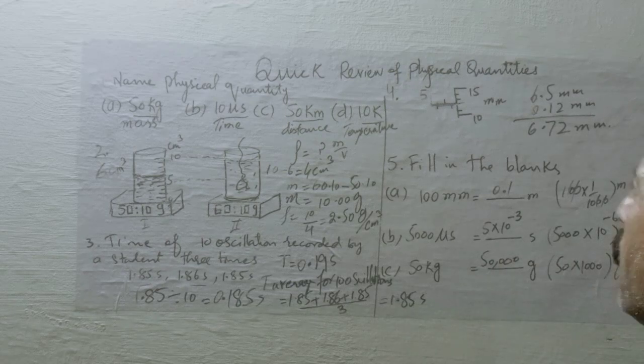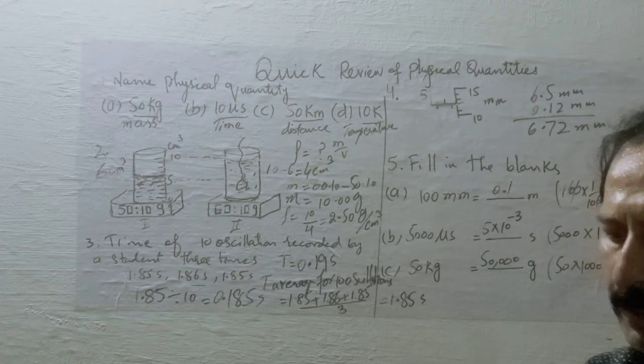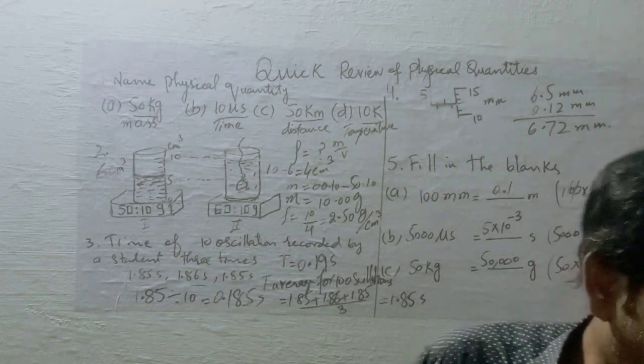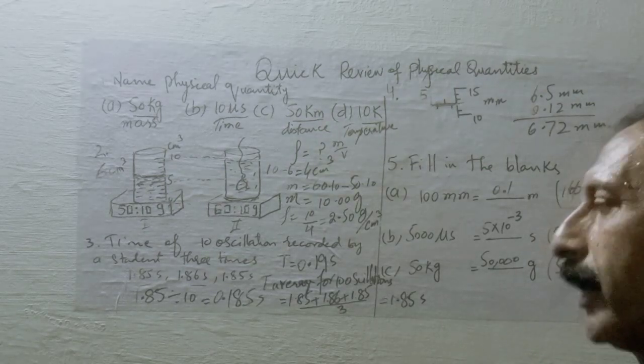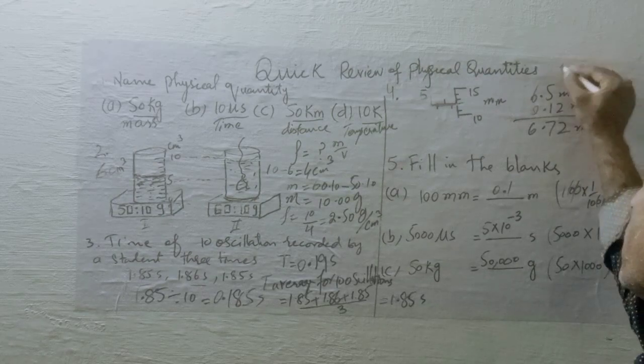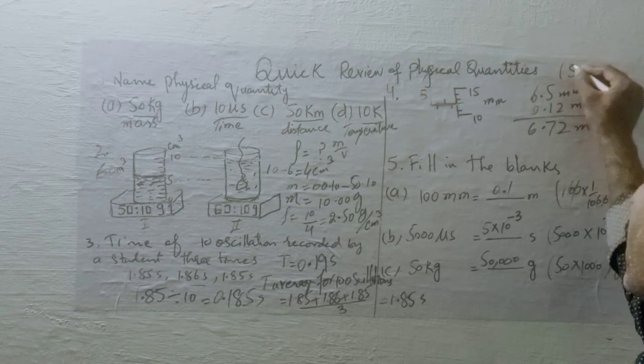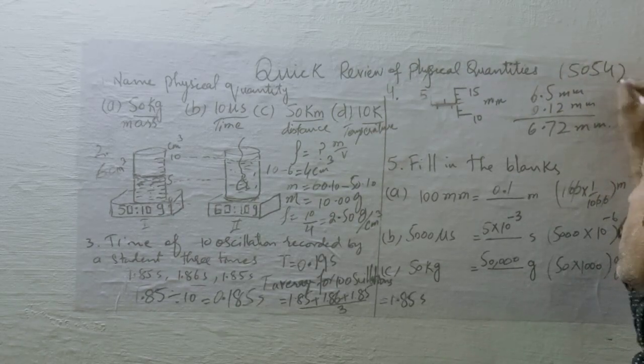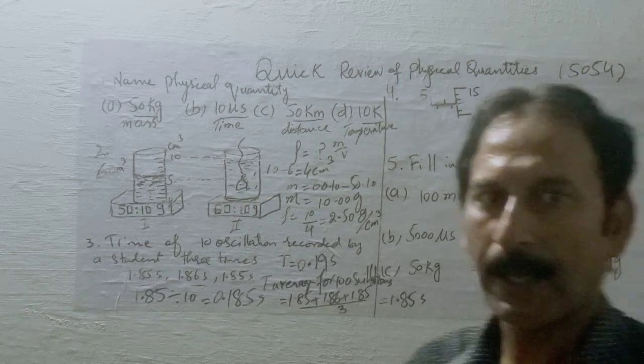So boys, this was a quick review for you for that very topic, number 1, physical quantities and measurement. That is your unit 1, and your physics code is 5054.